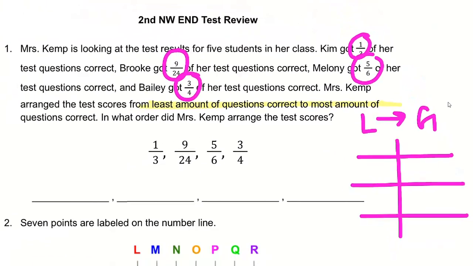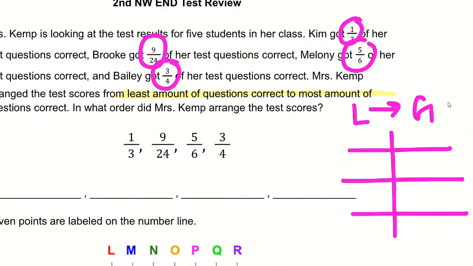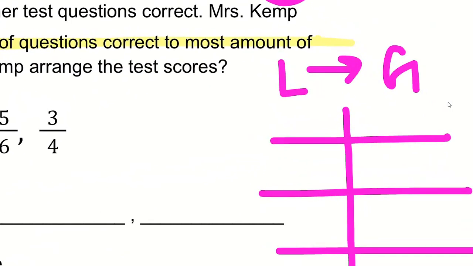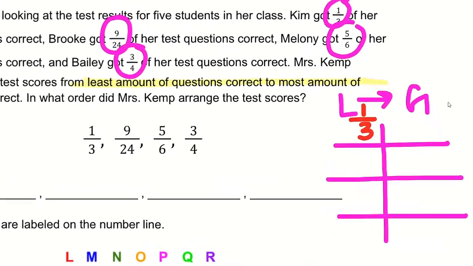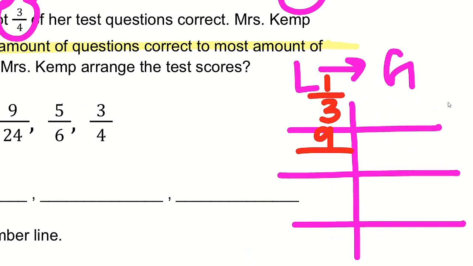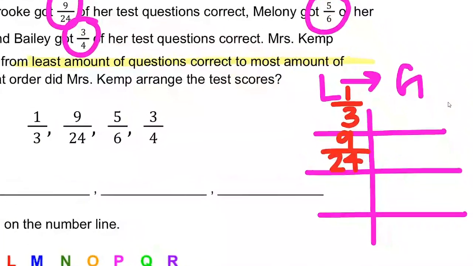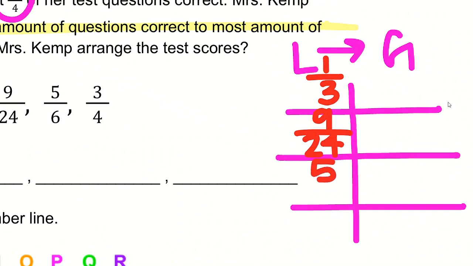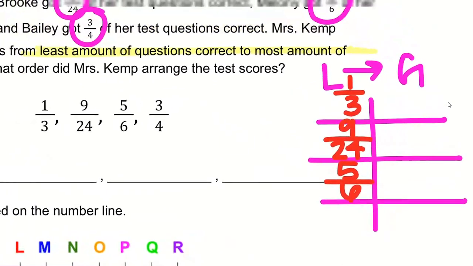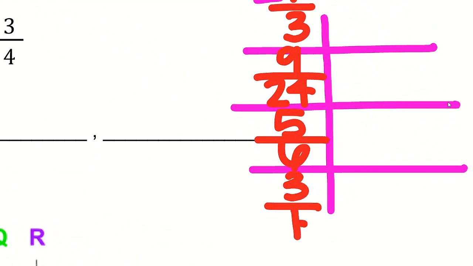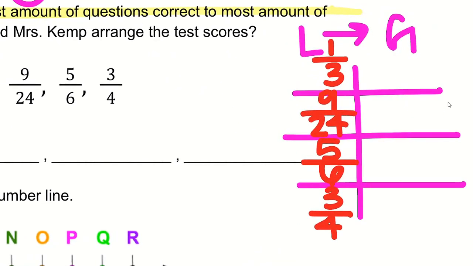Okay. And we've got 1/3 for Kim. That's a benchmark. It's 0.3 repeating, with a little line. We have 9/24 for Brooke, 5/6 for Melanie, and 3/4 for Bailey. That's also a benchmark, yes. What are we doing? We want to do decimals? Okay. I did fractions too. I wanted to get a common denominator of 24, but we'll make Miss Kemp happy.